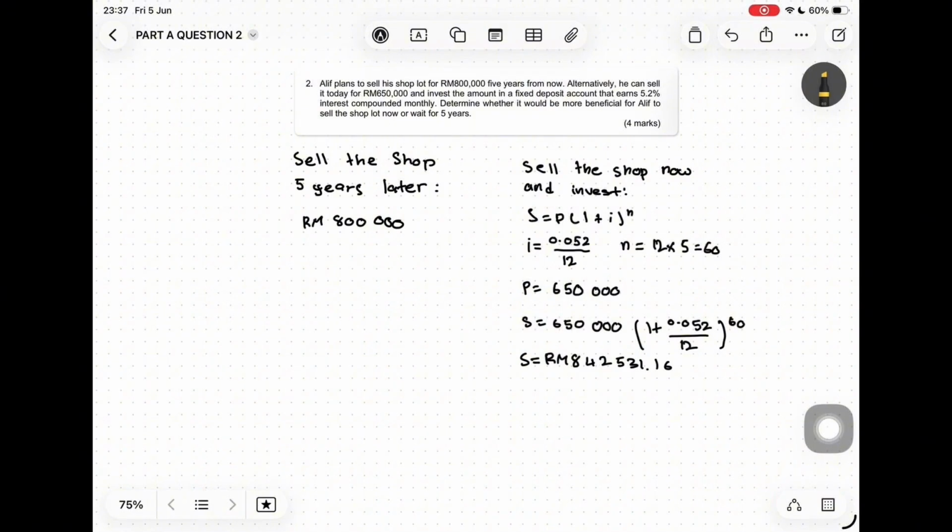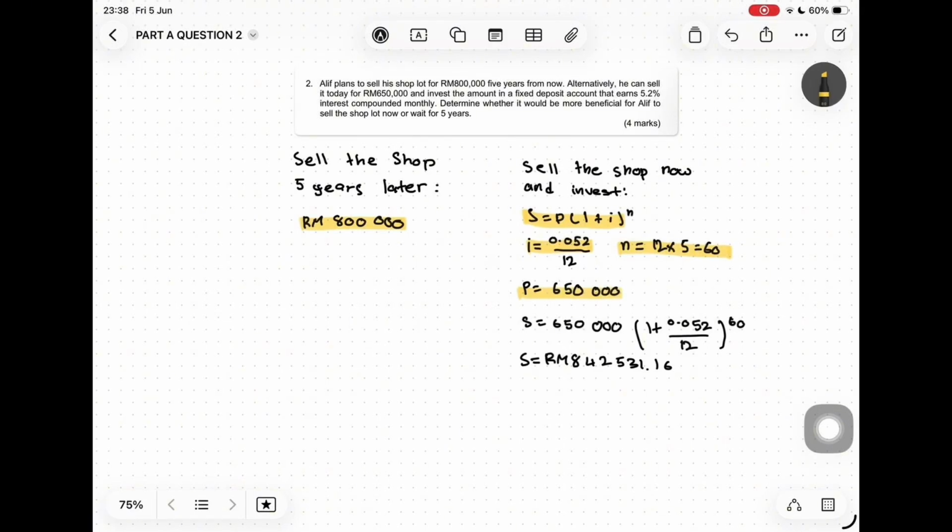The next question that I will be answering is question 2 part A. In this question, Alif plans to sell his shop lot. If he sells his shop 5 years later, he will earn 800,000 ringgit. On the other hand, he plans to sell it now and invest. We will be using the formula S equals P, 1 plus I, to the power of N. The variables given are I is 0.052 over 12, N is 12 times 5 equals 60, and P is 650,000.